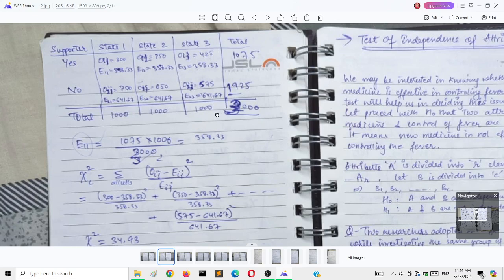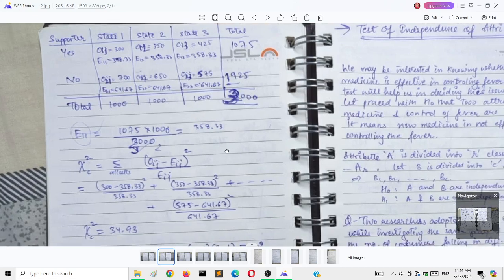Here we get 1000 for each of the three states, which comes out to be 3000. So this is your grand total, meaning how many total observations there were in all. So you get E 1 1. In a similar fashion, we will calculate E 1 2, E 1 3, E 2 1, E 2 2 and E 2 3. Similarly, we do all the corresponding row totals multiplied by column totals, that is 1000, divided by 3000.